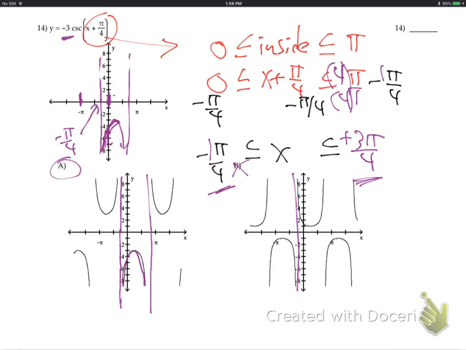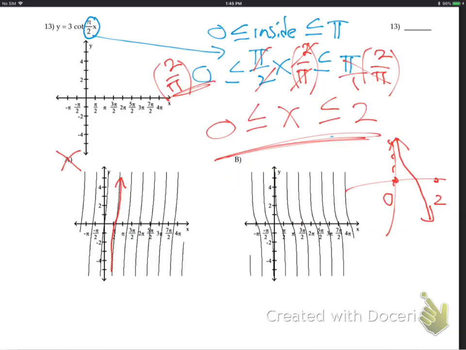How are we doing? You okay with these graphs? I had a question. Yeah, Jose. Where it's x plus pi over 4, to get x by itself, you subtracted pi over 4. On the previous problem, it was pi over 2 x, and you multiplied it. What's the difference? Great question.